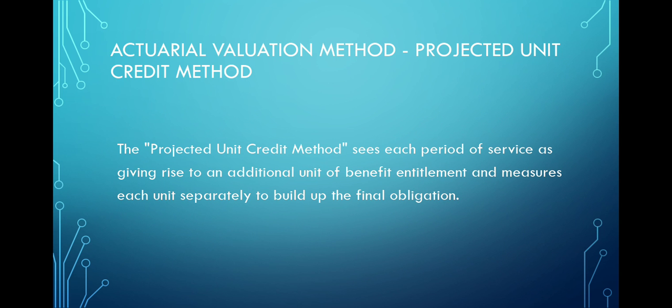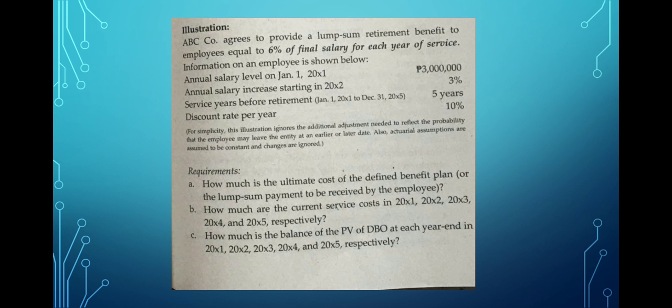For the actuarial valuation method, or the projected unit credit method, sees each period of service as giving rise to an additional unit of benefit entitlement and measures each unit separately to build up the final obligation. So we have an illustration here.